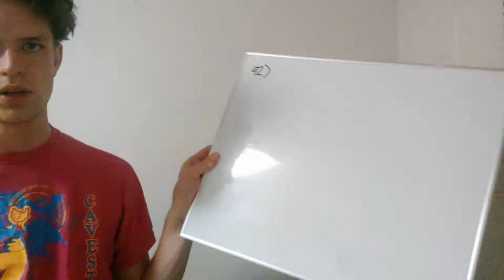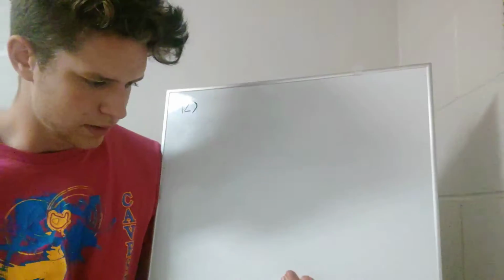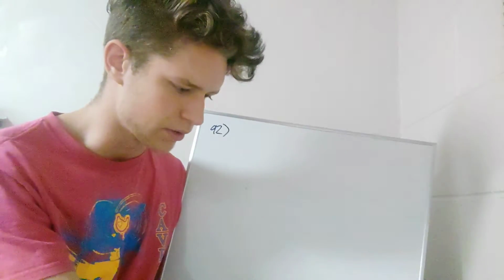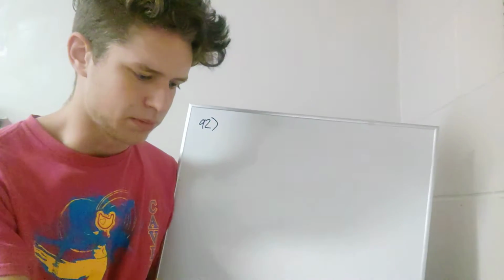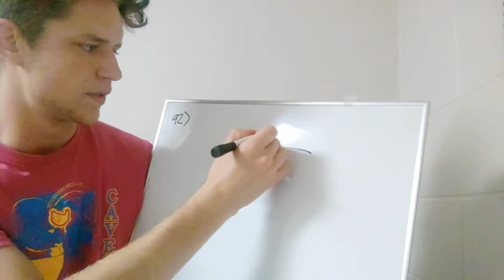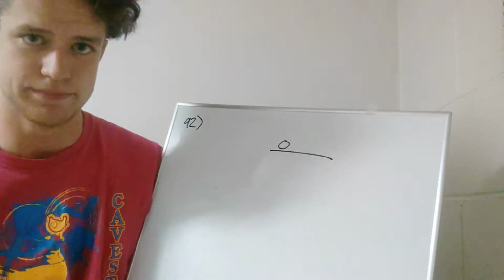Problem 92. It says that there's a canoe and there's a person in the canoe doing stuff, and I don't have the problem up. Give me a sec to get the problem up. Okay. Yes, there's a person in a canoe. This is the canoe. This is the person.